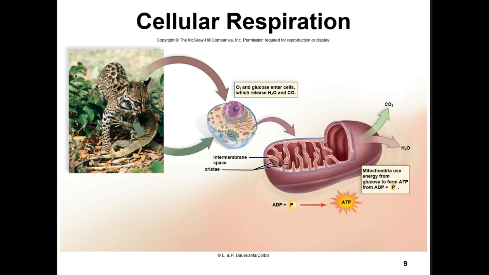As we mentioned, the process of cellular respiration occurs in the mitochondria, and oxygen is absolutely required in order to do cellular respiration. Oxygen enters the cell and enters the mitochondria, and carbon dioxide and water, which are waste products from this process, exit.